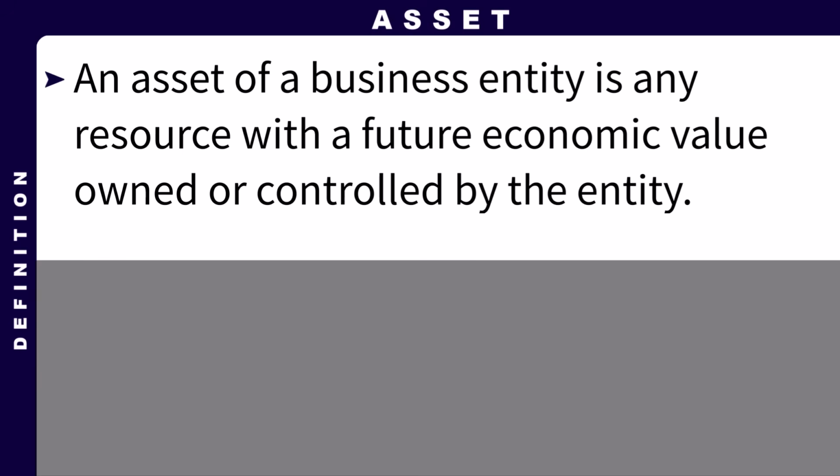Alright, here is what an asset means in accounting. An asset of a business entity is any resource with a future economic value owned or controlled by the entity. This definition is a common definition of asset, and the wording here may sound a little convoluted or vague, especially for those new to accounting, but the concept is very simple. It just means that an asset is any property, cash or non-cash, which has a value economically useful for the entity that controlled it. Let's see some common examples of assets.